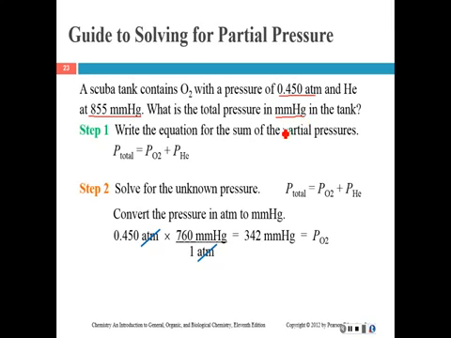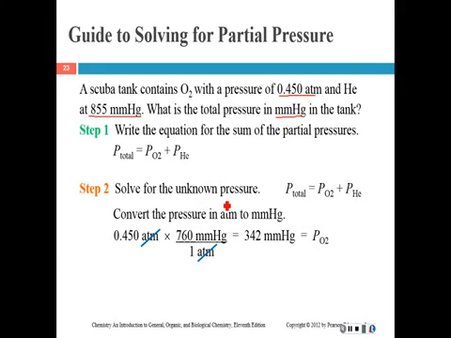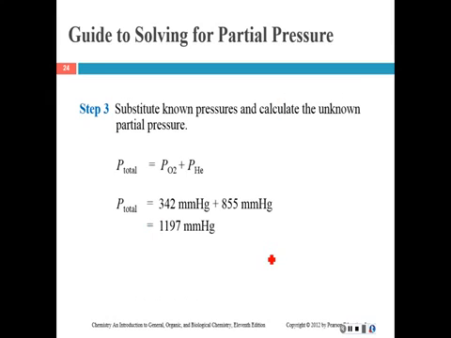So what are you going to have to do? You have to convert your atmospheres to millimeters, and that's what they're doing right down here. 0.450 atm times 760 millimeters per atm, and that's the pressure of the oxygen. Once you get that, you can add it to the pressure of the helium, and that's our final answer there. Here we go. My circle didn't work out too well there.